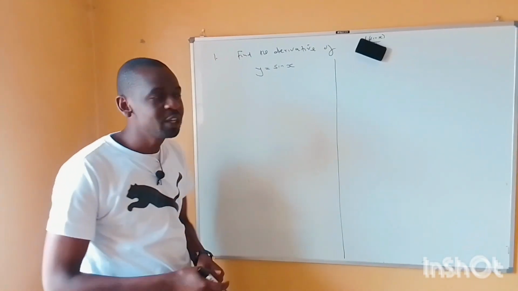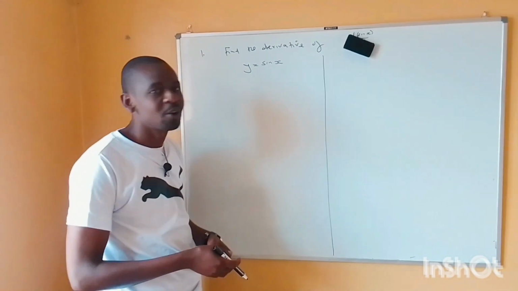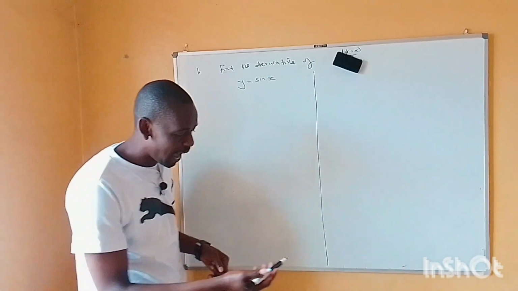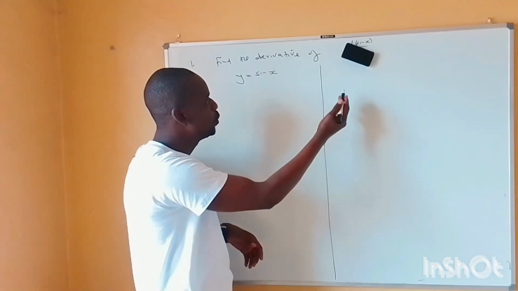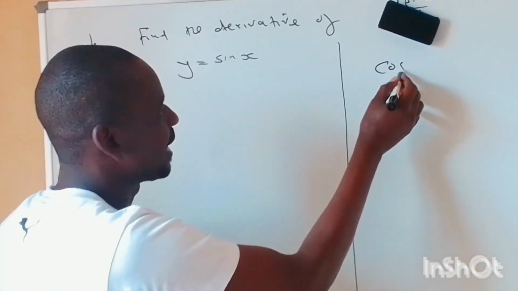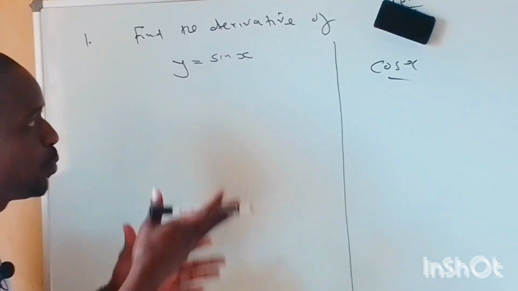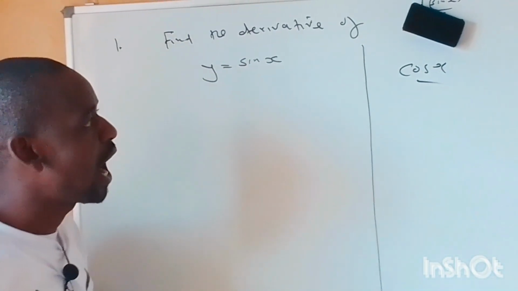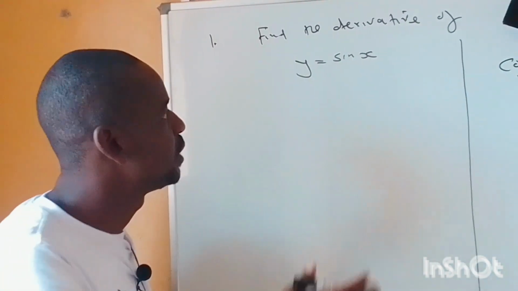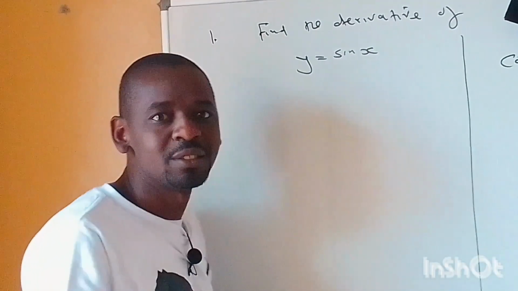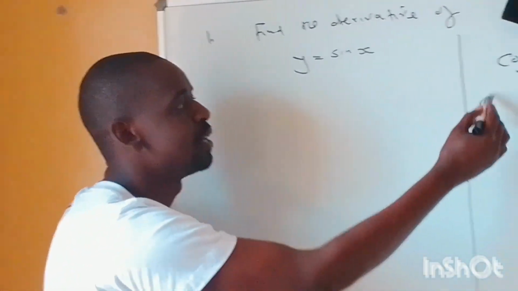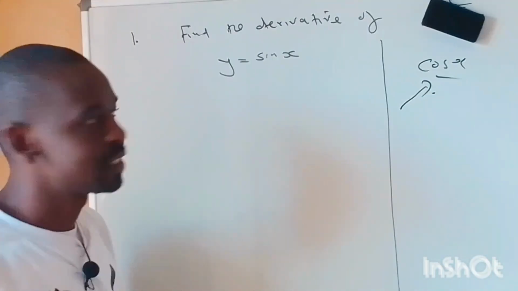Now today we want to look at the derivative of the sine of x. I am aware that you know that the derivative of sine of x is cos of x, but how do you arrive at that? I don't expect your professor to tell you to find that, but I expect you to know the procedure of how you can reach cos of x.